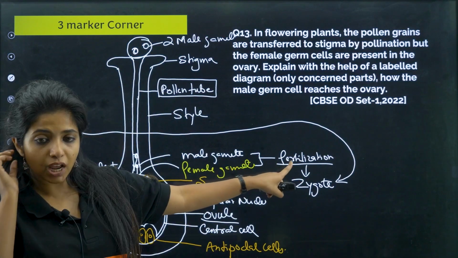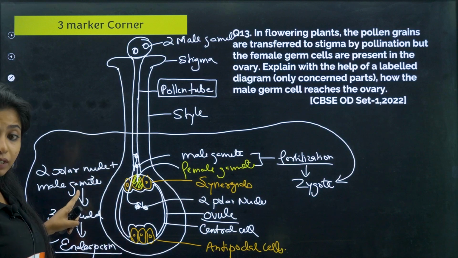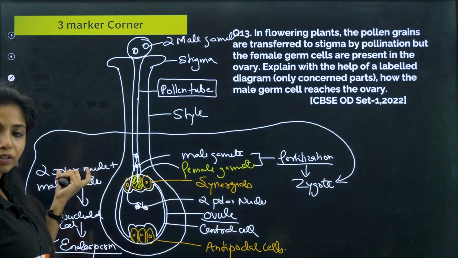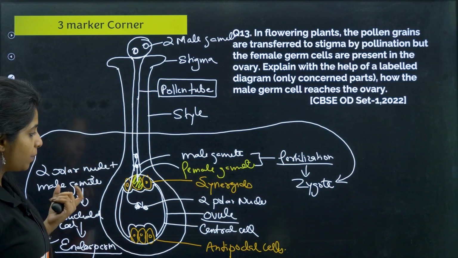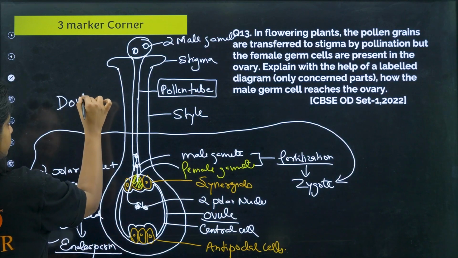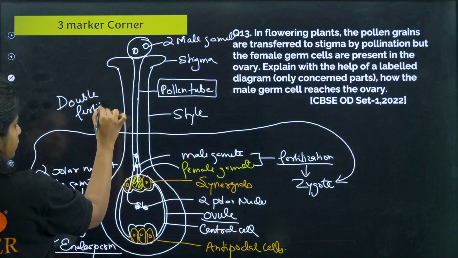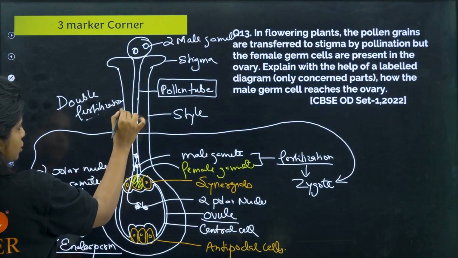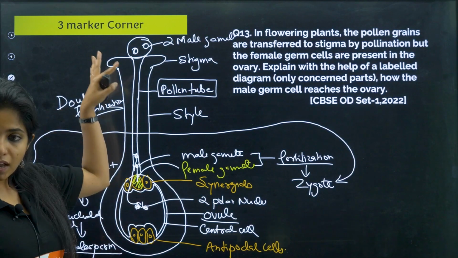So over here fertilization happened once, and over here a second time, basically fusion of the nucleus and everything has happened over here. So I call this process double fertilization. What do I call it? Double fertilization. So this is how things work.